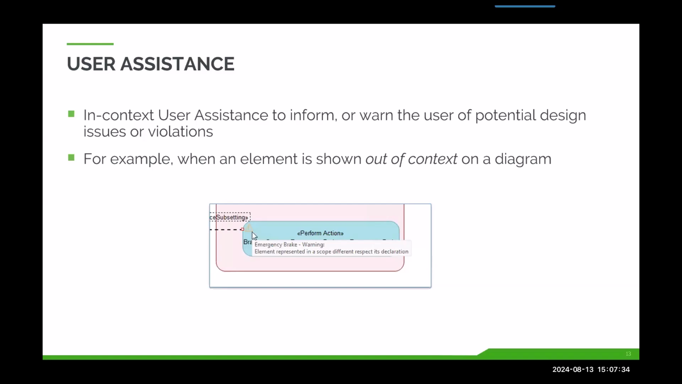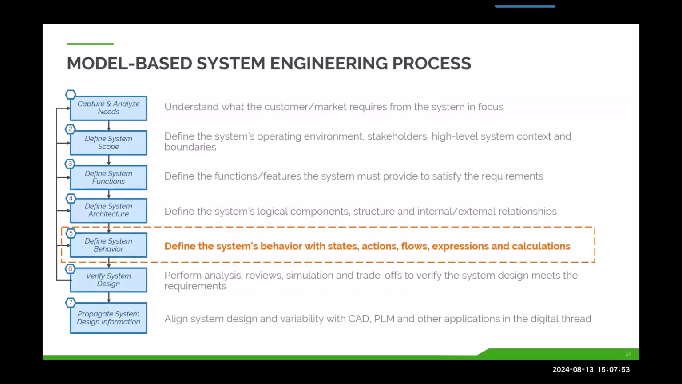In this example, an element is shown out of context. It looks like it's owned by another item, but in fact, it is a member, a feature of an item somewhere else. So it's important that the user is aware of that when it's displayed graphically in this way. So there are the usability enhancements and completing features that we have for what we've implemented in Modeler 10.0.